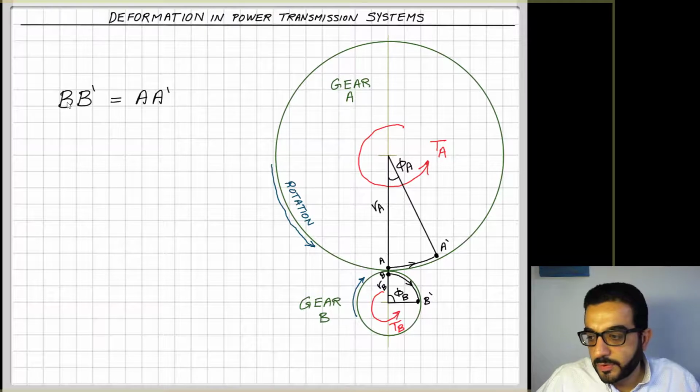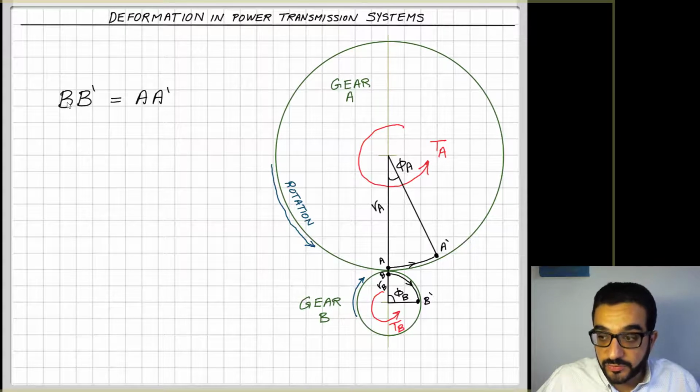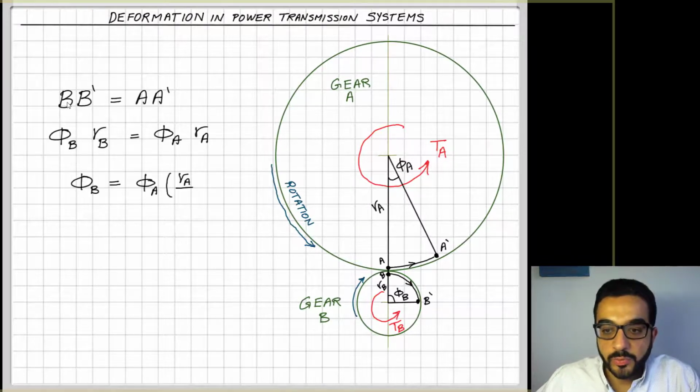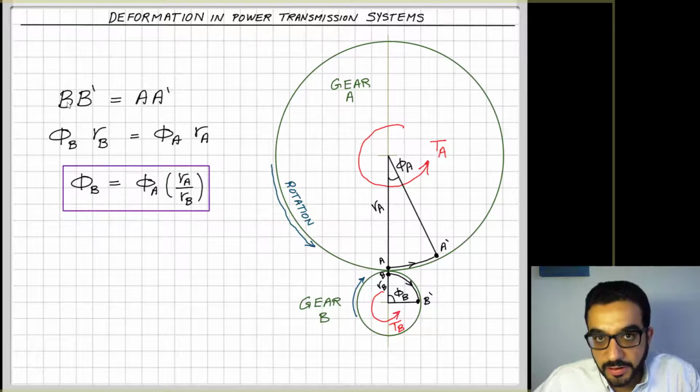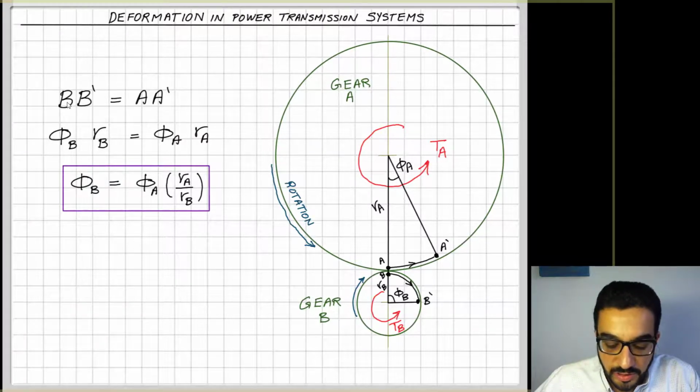Phi is in radians. So if I now track B prime with the same distance, it's now a smaller radius, and that will give me a larger phi B because the radius of B is less than the radius of A. If I put the distances of B prime and A prime as a function of phi and the radii, then if I know phi A, the twisting or rotation of gear A, I can calculate phi B without really tracking either movement, as phi A times the gear ratio RA over RB.